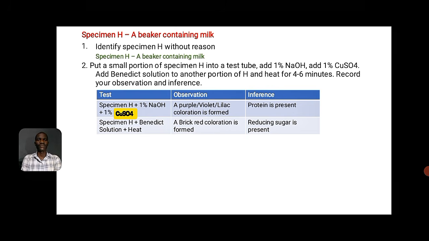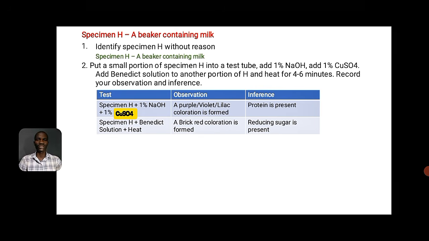Protein is present. Then the second one, specimen H plus Benedict solution plus heat, because you are going to heat it for 4 to 6 minutes. A brick red coloration is formed. So which means that we have reducing sugar is present.